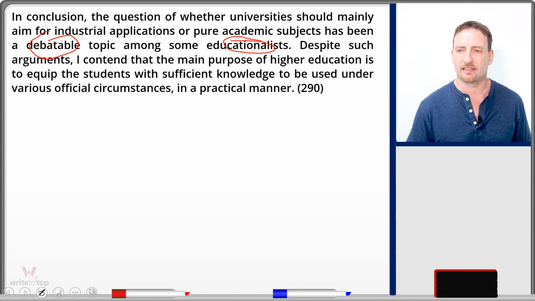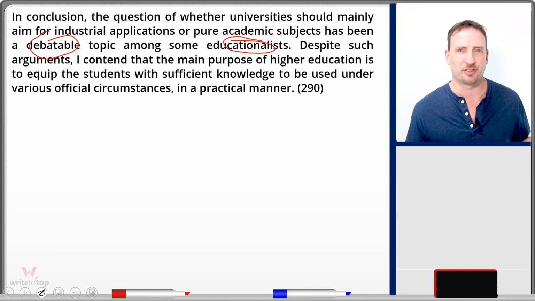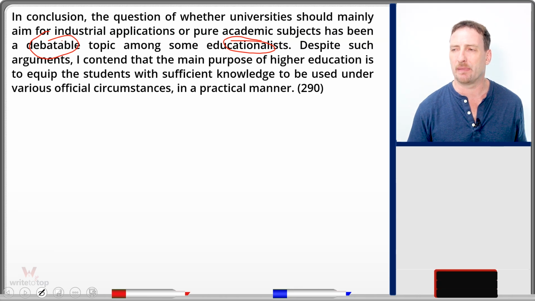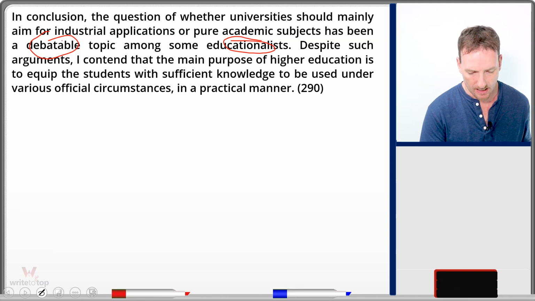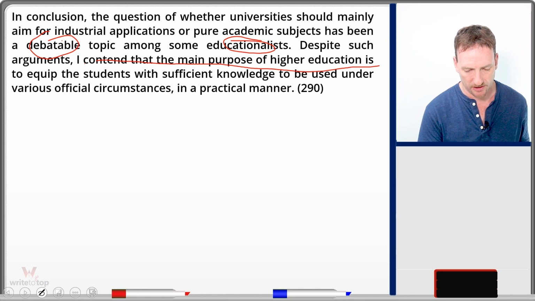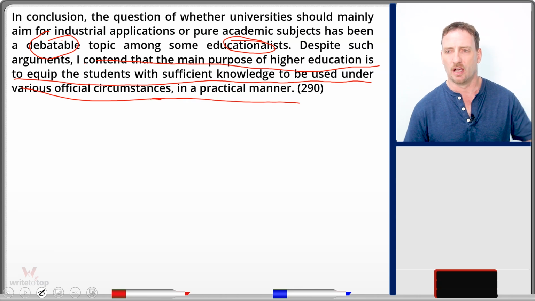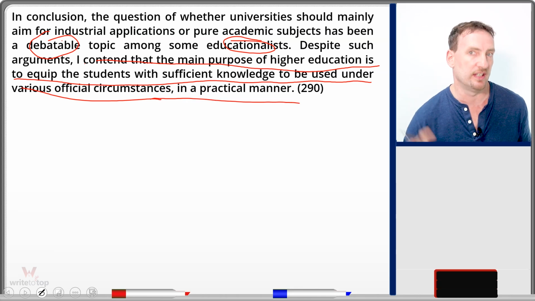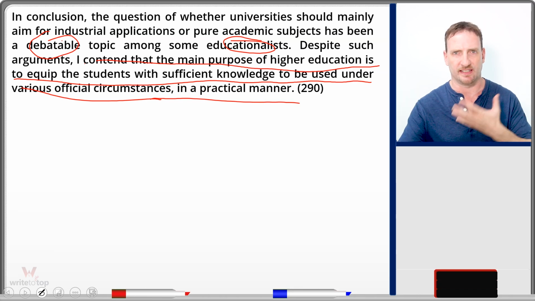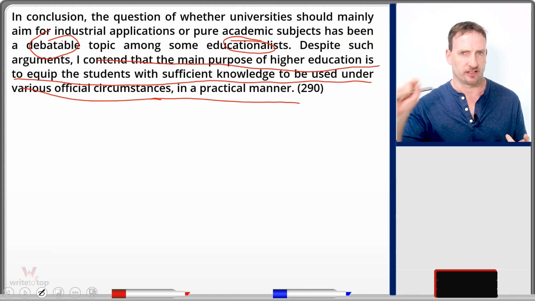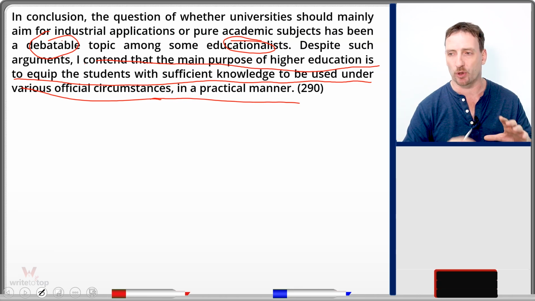Despite such arguments, again, I'm not sure which arguments he's referring to. He's referring to a topic. I contend that the main purpose of higher education is to equip the students with sufficient knowledge to be used under various circumstances in a practical manner. So, first of all, here's the thesis statement, but it's already too late because he didn't actually back any of this up. The purpose of higher education, this should have come in the introduction and been more clear.